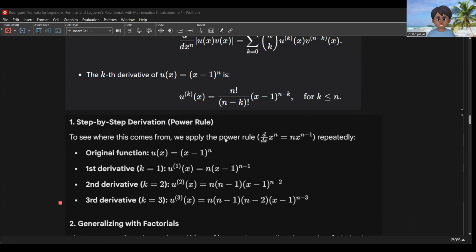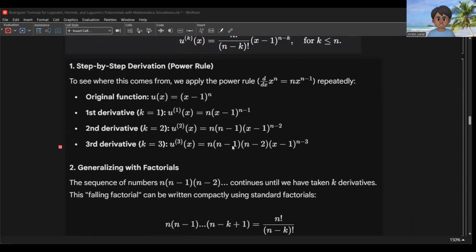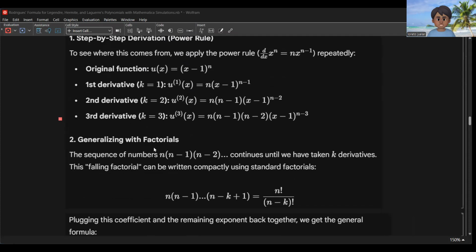To see where this comes from, we apply the power rule: the derivative of x to the n is n x to the n minus 1, repeatedly. So the original function is u of x equal to x minus 1 raised to the n. The first derivative is n times x minus 1 raised to the n minus 1. The second derivative is n times n minus 1 times x minus 1 raised to the n minus 2. The third derivative is n times n minus 1 times n minus 2 times x minus 1 raised to the n minus 3. So we have to generalize these factorials.